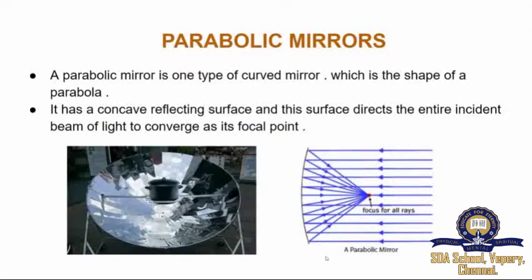Parabolic mirrors. A parabolic mirror is one type of curved mirror which is in the shape of a parabola. It has a concave reflecting surface, and this surface directs the entire incident beam of light to converge at its focal point. In the same way, light rays generated by a source placed at its focal point will fall on this surface, and they will be reflected in a direction parallel to the principal axis of the parabolic mirror. Hence, the light rays will travel a long distance without getting diminished.